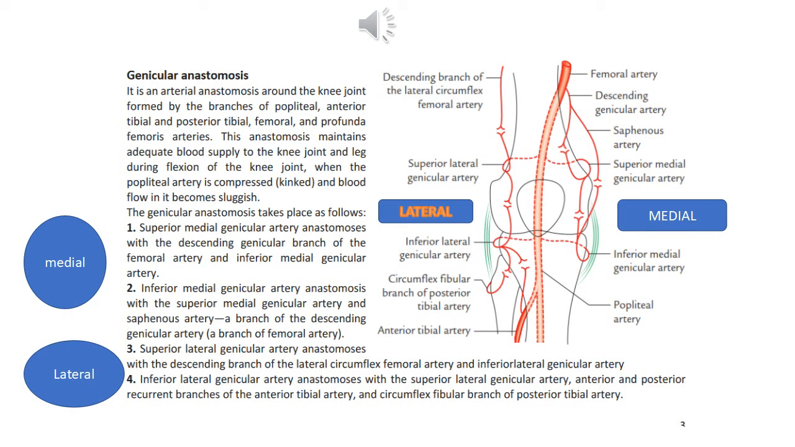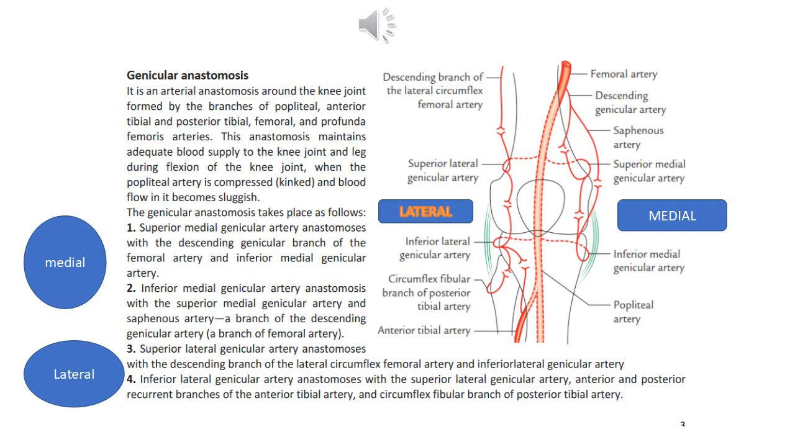Like that, if you take the lateral side, the longitudinal anastomosis on the lateral side, take the superior lateral genicular. You can see that it is anastomosing with the descending branch of the lateral circumflex femoral artery and also with the inferior lateral genicular artery. The inferior lateral genicular artery is anastomosing above with the superior lateral genicular artery, and below with the anterior and posterior recurrent branches of the anterior tibial artery and also the circumflex fibular branch of the posterior tibial artery. So this is how the anastomosis is happening on the lateral side and the medial side.